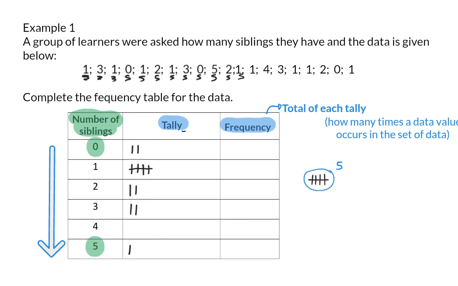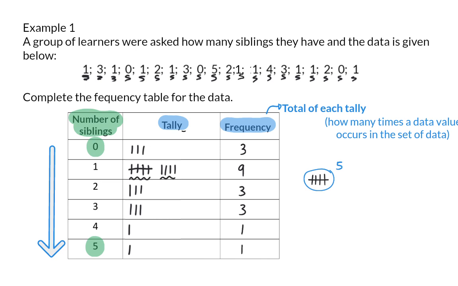And when we get to adding them up to get the frequency, it's easy because you can simply count in 5s. Once we've ordered all the data into our tally column, we can add up the total of each row in this column, and that will give us the frequency. For 0, the tally total is 3, which means 3 of the learners do not have a sibling. For 1, we have a full group of 5 and then another 4, so 9 learners have 1 sibling. 3 learners have 2 siblings and 3 have 3 siblings. There's 1 learner with 4 siblings and also 1 learner with 5 siblings.